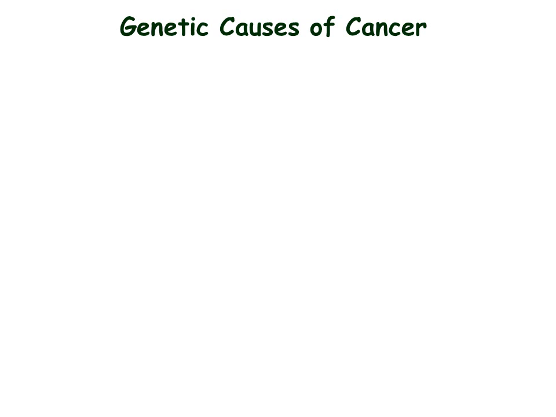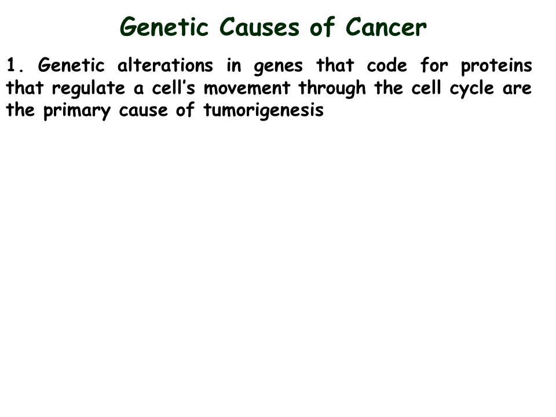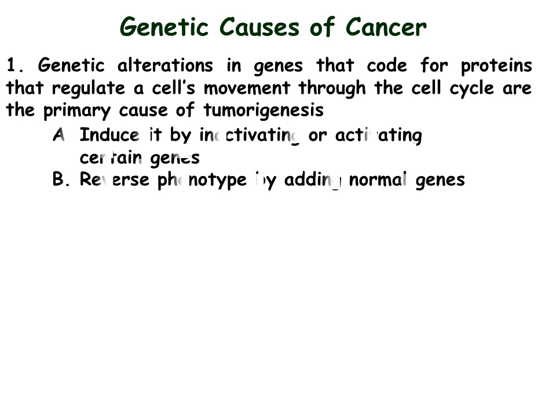What are the causes of cancer? In this case, the genetic causes of cancer. Well, genetic alterations in genes that code for the proteins that regulate a cell's movement through the cell cycle. Now you know why, and I mentioned this in the previous lectures, of course, the importance of the cell cycle. And if those, especially the checkpoints and stuff, get inhibited, then the cell keeps moving through the cycle and starts to divide and make more copies of itself when it's not needed.